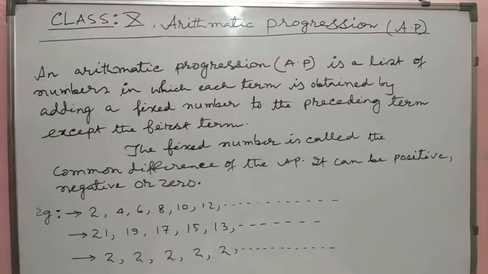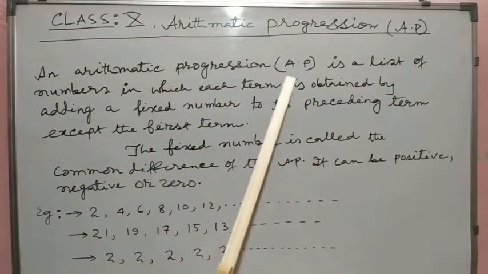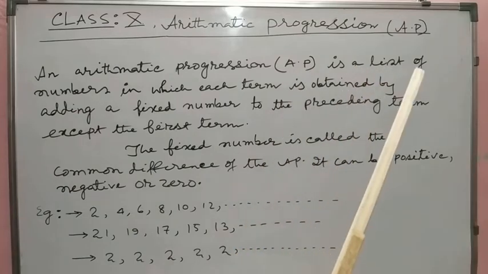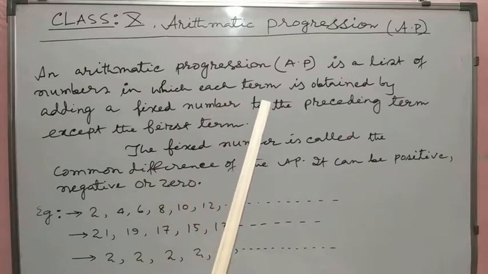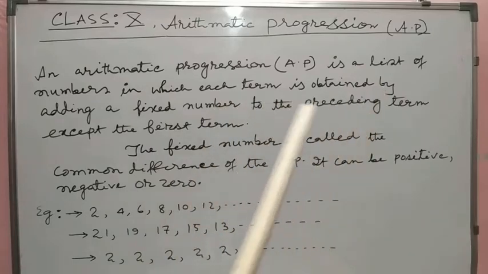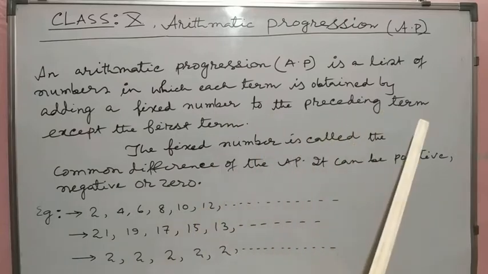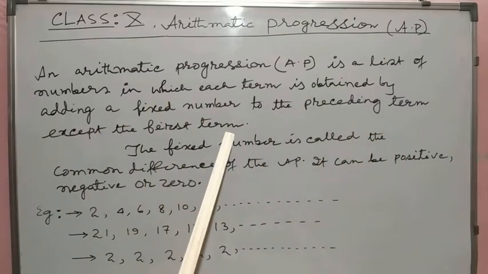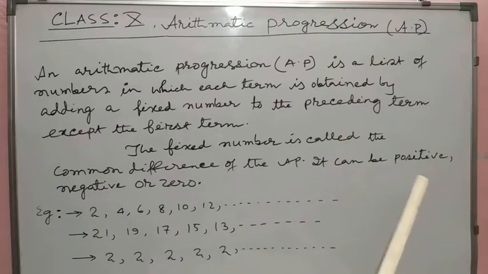So, now, an arithmetic progression, AP, is a list of numbers in which each term is obtained by adding a fixed number to the preceding term except the first term. The fixed number is called the common difference of the AP. It can be positive, negative or zero.